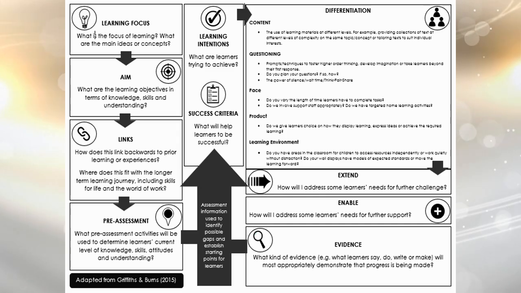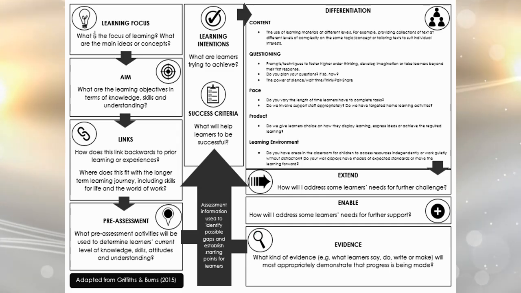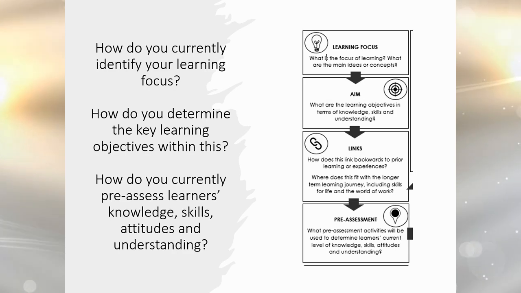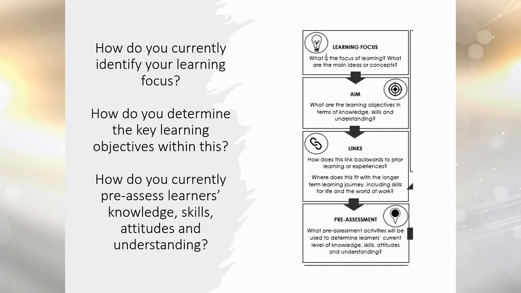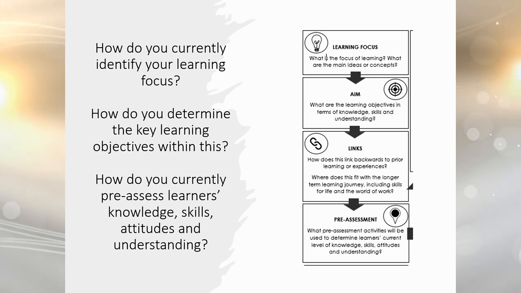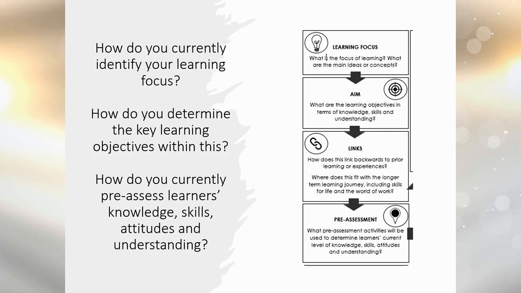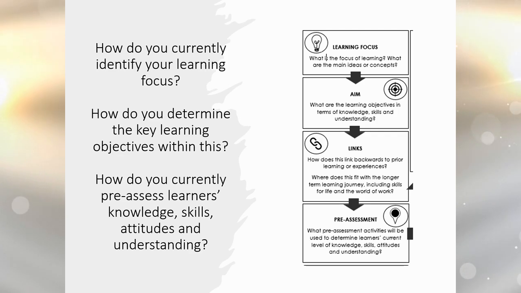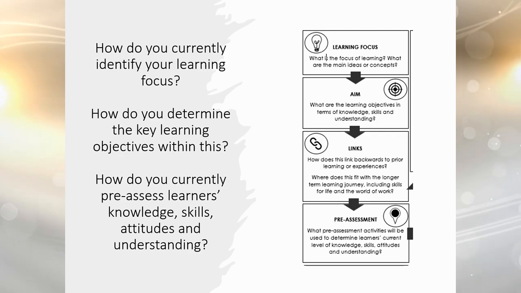Let's have a closer look at some of these steps in more detail. So once a focus for learning has been established, whether that be fractions or writing a persuasive piece of text, pre-assessment is crucial in determining where learners currently are in terms of their knowledge, understanding, attitudes and skills. Information gathered from activities like KWL grids, quizzes, concept cartoons, learning grids can then be used to identify starting points for learners and appropriate differentiation. Please take some time to consider the following questions now.